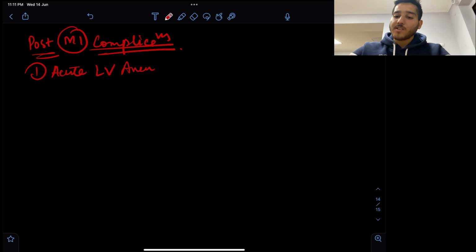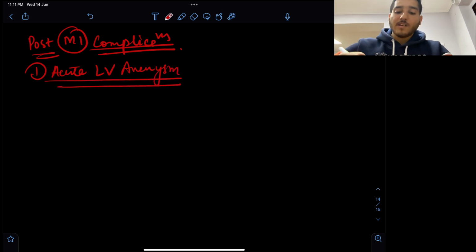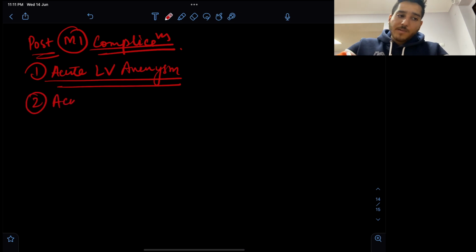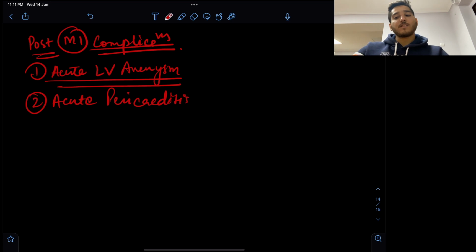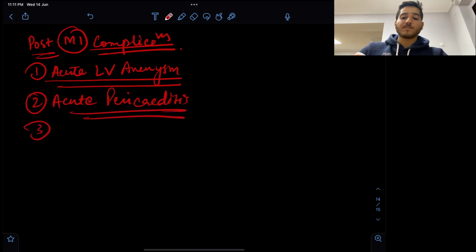Acute left ventricular aneurysm. The second one is acute pericarditis. And the third one is Dressler syndrome. I'll explain them.